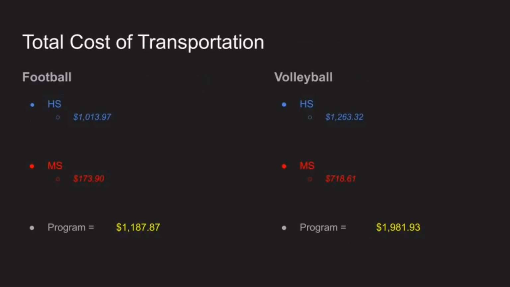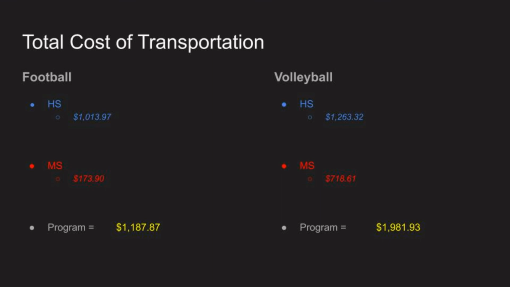Together, let's try to bring in the whole big picture. Total cost for football high school, $1,013.97. The middle school football program was $173.90, creating a football program total of $1,187.87.